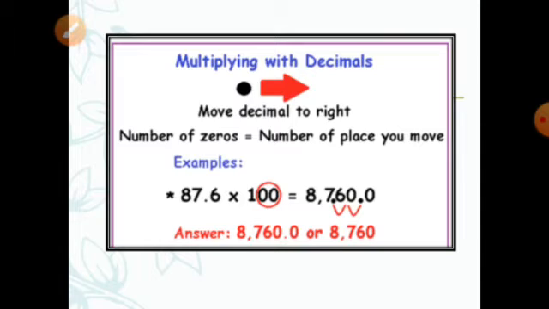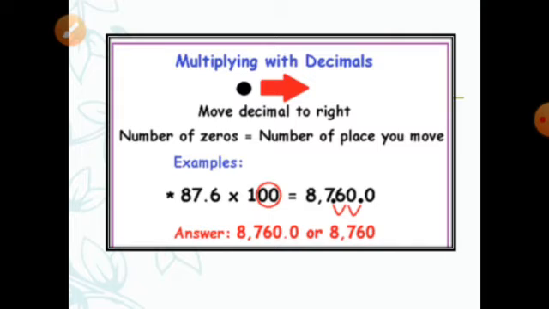Here is another example, that if we have to multiply the decimals with 100, we have to move the decimal to the right. How many places to the right? Remember this, as we just have learned that with multiplication with 10, we moved one place to the right. So what is the rule? Number of zeros, number of places you move. According to the number of zeros, you have to move the decimal point that many places.